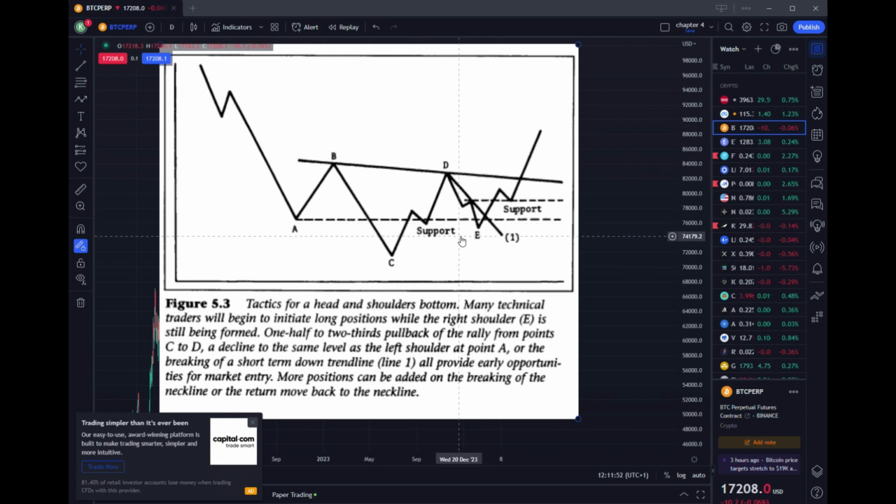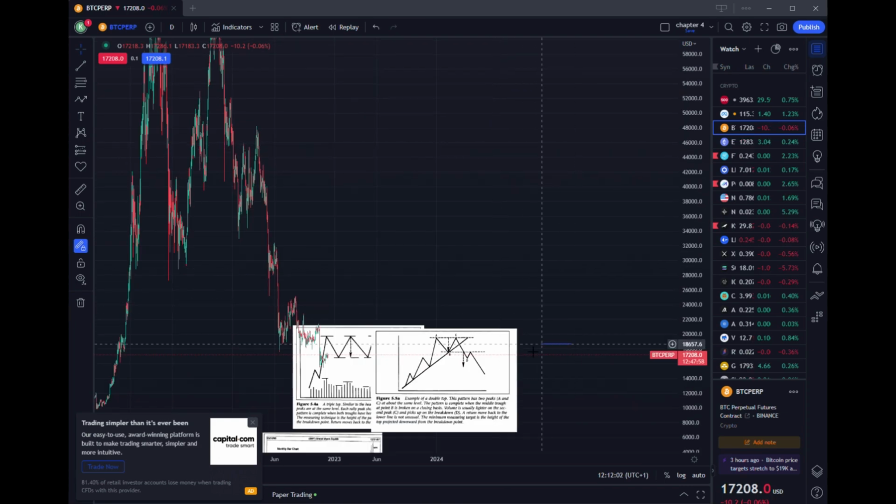Or sorry, it's here, it makes the second shoulder. So I guess this one is, I don't know, but I guess you could take it as support and go from it that way. So yeah, that's cool, right?